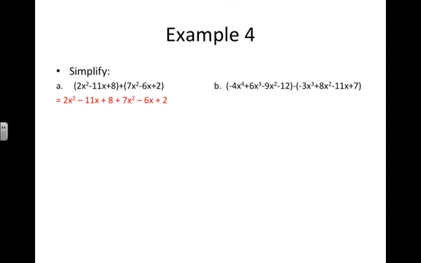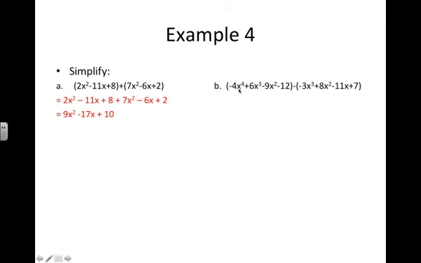So let's combine like terms. 2x squared plus 7x squared is going to give us 9x squared. Negative 11x minus 6x gives us negative 17x. 8 plus 2 gives us 10. And so now we're down to a trinomial that's as simplified as we can get. So we are done.